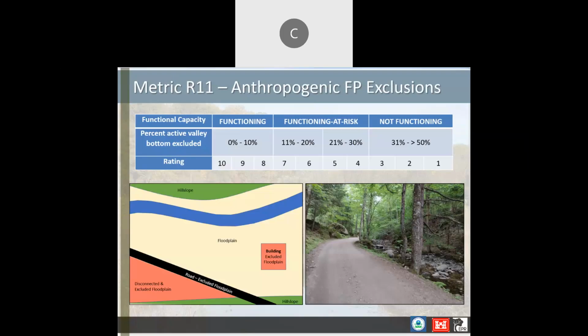So metric 11 is anthropogenic floodplain exclusions. And the number you're going to score is the percent of the active valley bottom that is excluded, or what percent is cut off. So man has put something, either a building footprint, or you can see that this roadway in this example has cut off this floodplain from being accessed during a flow event. And so what percentage of the floodplain has been excluded? What is no longer available to the stream reach?